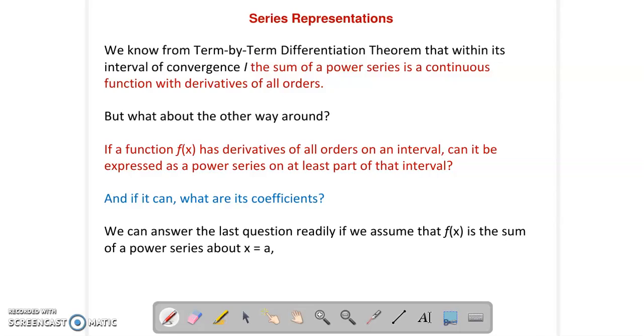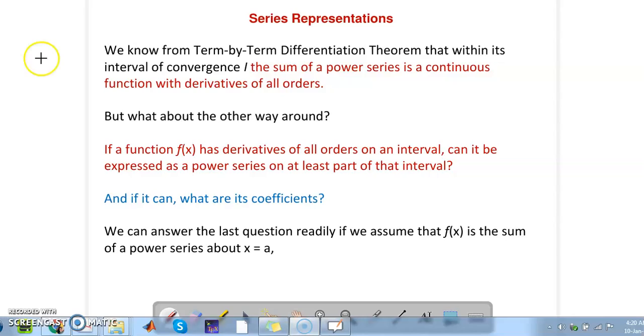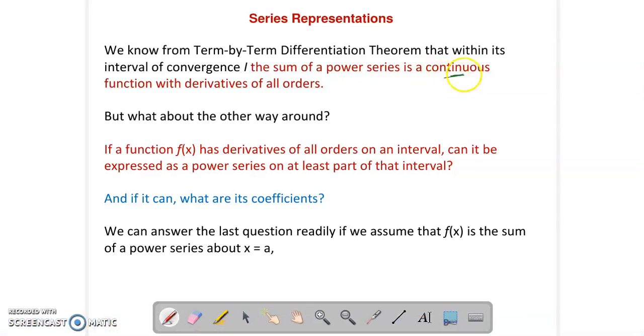Now let's recall what we did in the last section. From the term by term differentiation theorem, we said that if a power series converges, then it defines a function, and that function has derivatives of all orders inside the interval of convergence, right? So within the interval of convergence I, the sum of a power series is a function with derivatives of all orders defined. And since derivatives are there, that function will be a continuous one, right?